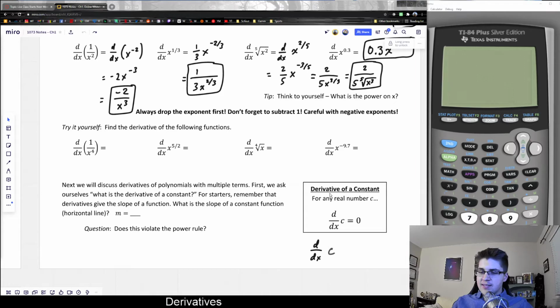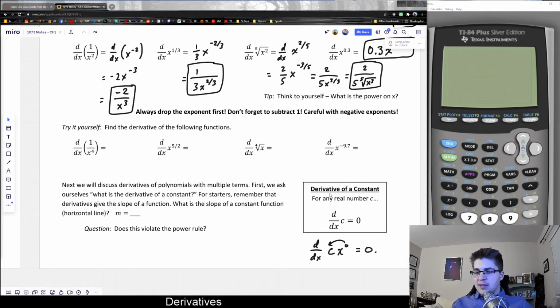you could rewrite a constant as c times x to the 0 power, because remember, x to the 0 power is 1, so c times 1 makes c. Basically, if I drop the power here, this would leave me with 0 times c times x to the minus 1. But basically what I'd be left with is 0. So it fits the power rule and it still works.